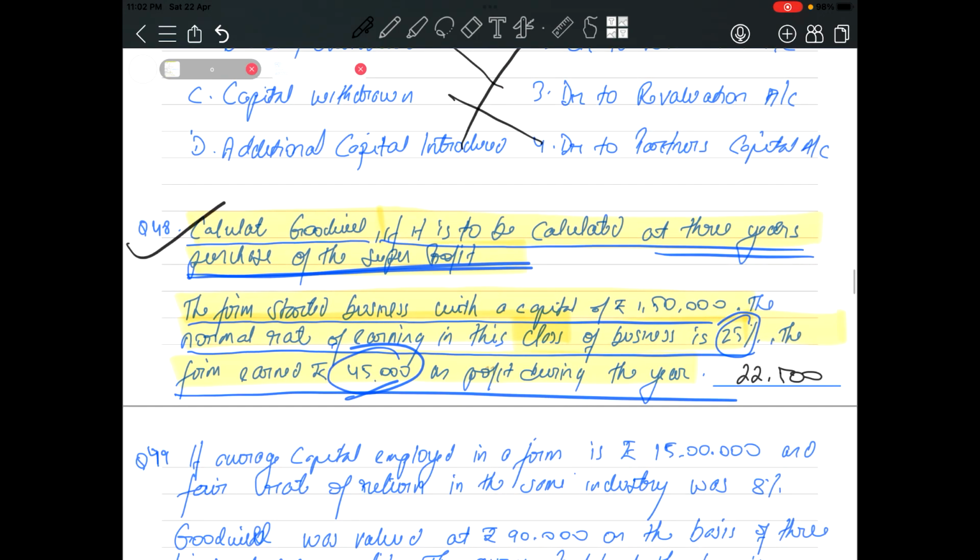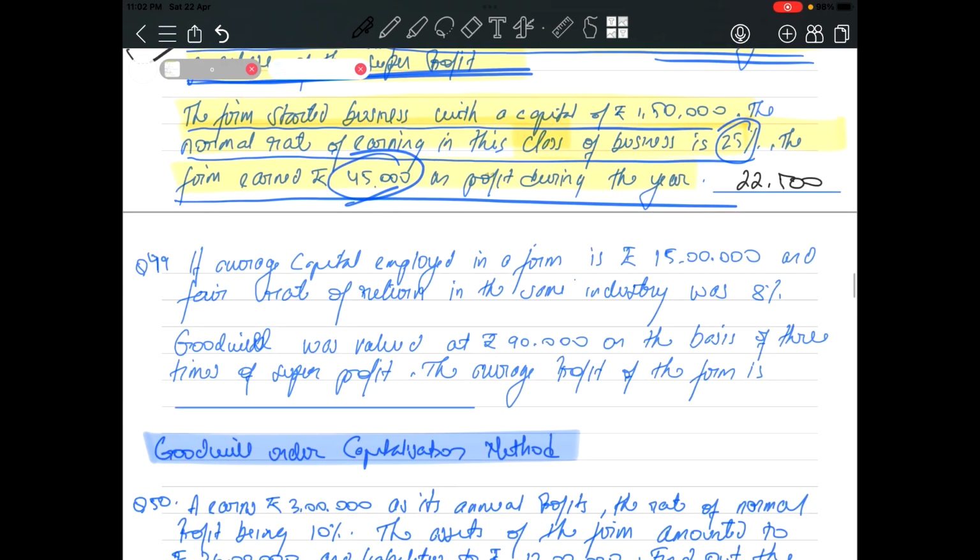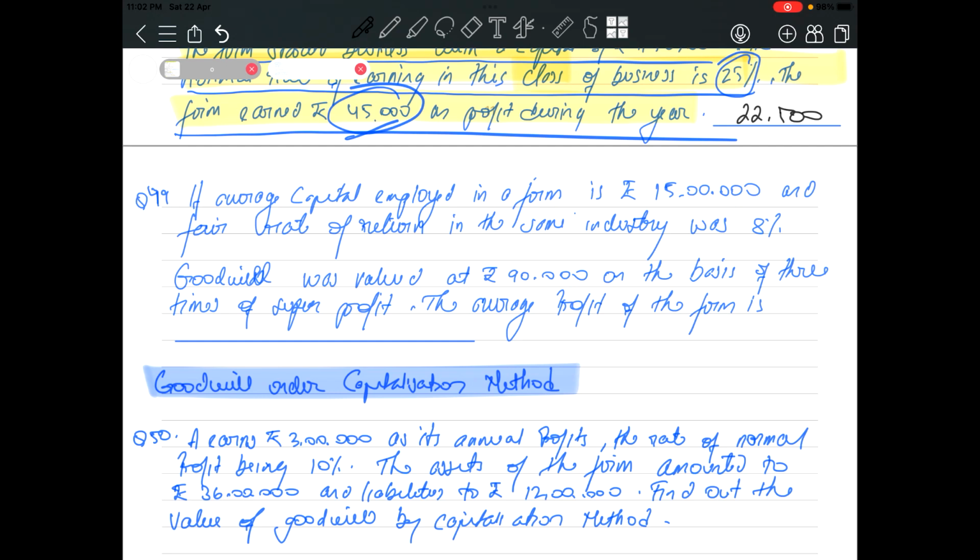Okay, I hope this is clear to you. Question number 48. Now let's move to question number 49. What is question number 49 saying?